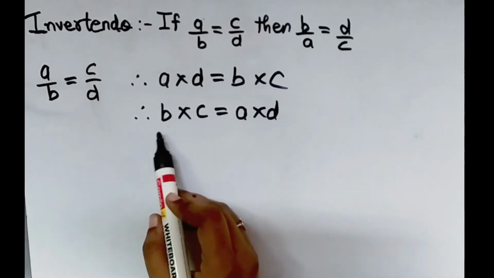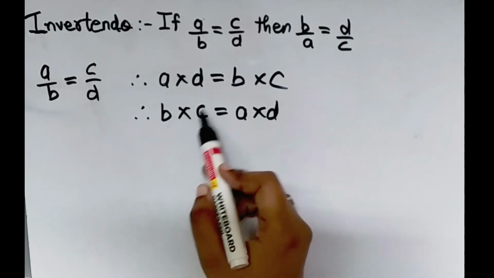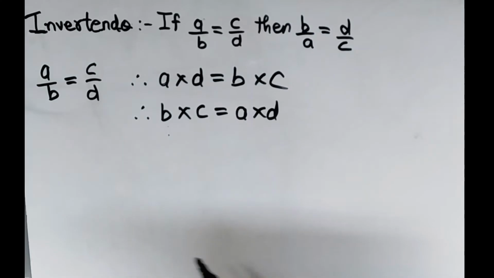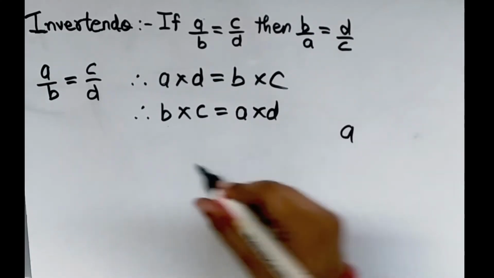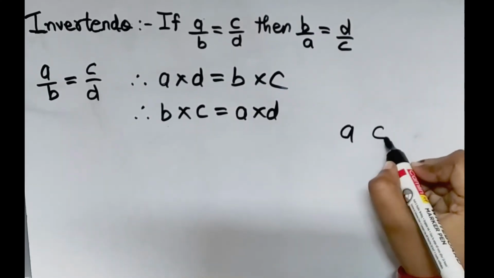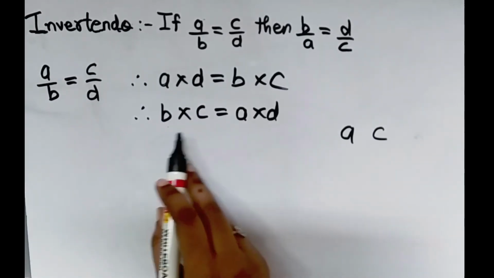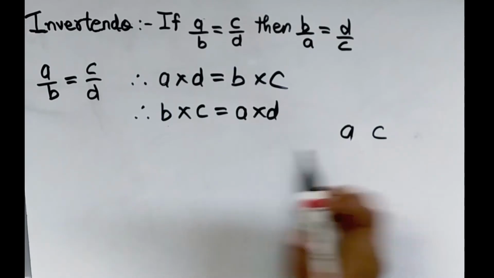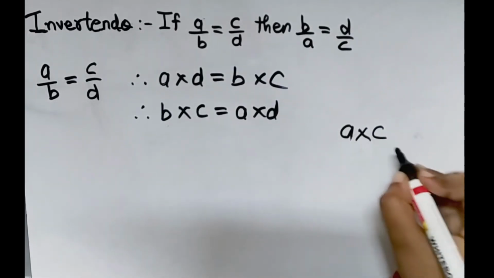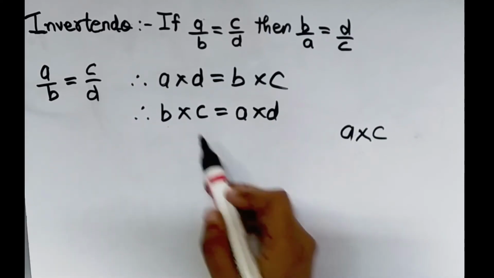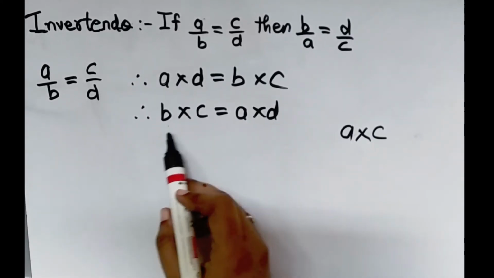But here see, B into C is there. So this C we don't want, right? C should not be there, and in the denominator A should be there. So what we will do, we will divide both these sides by A into C, so that this C will get cancelled and in the denominator we will have A.